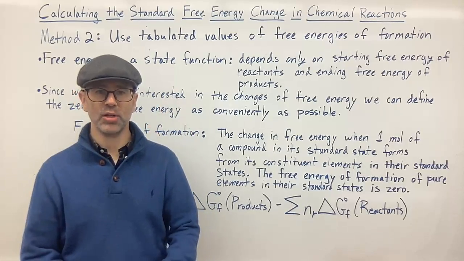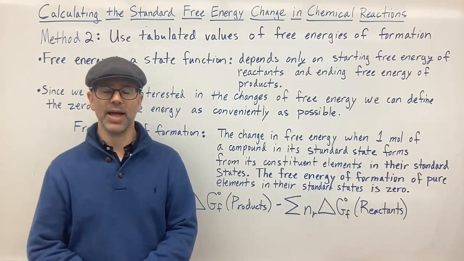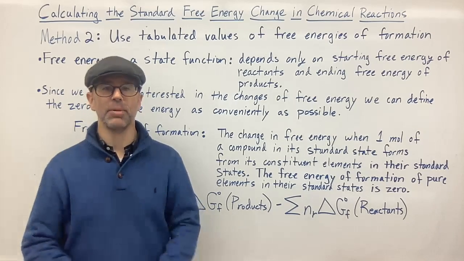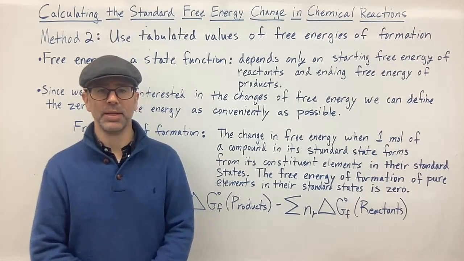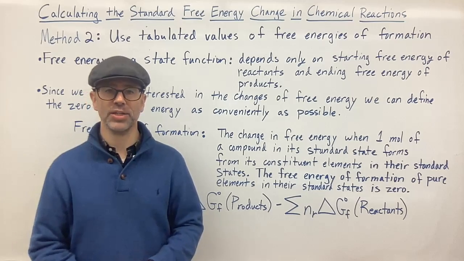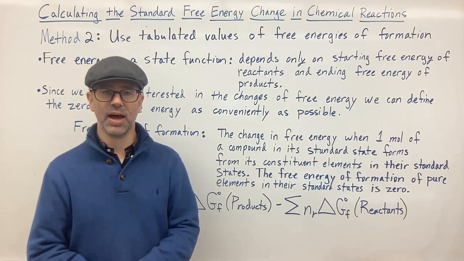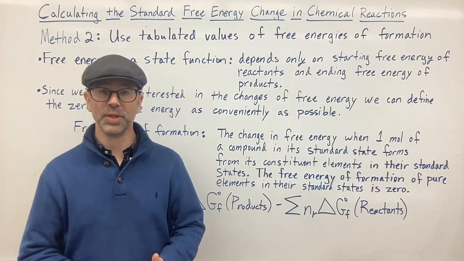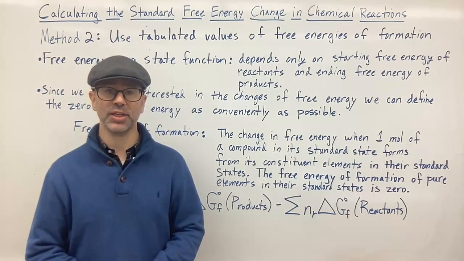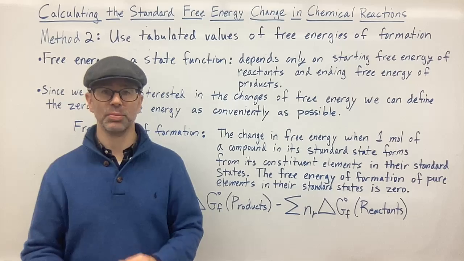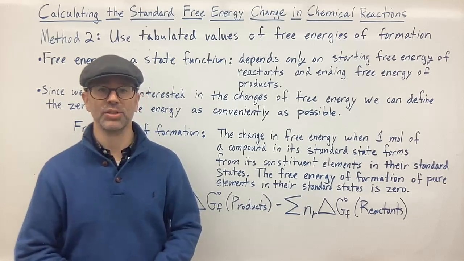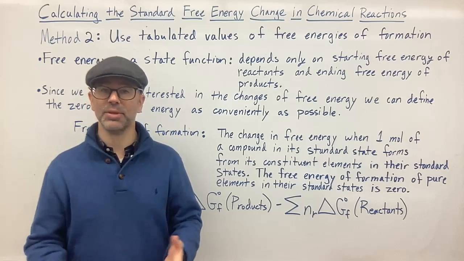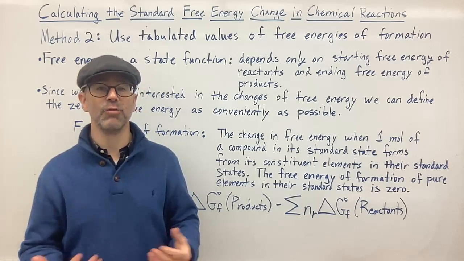My name is Mr. Kovald, and in this video I'm going to be going over how to calculate the standard free energy change in a chemical reaction, method number 2. In the last video I talked about method number 1, which was to use the equation: the standard free energy change of the reaction is equal to the standard enthalpy change of a reaction minus the temperature multiplied by the standard entropy change of the reaction. But here in method number 2, you could actually just use tabulated values of free energy of formation.